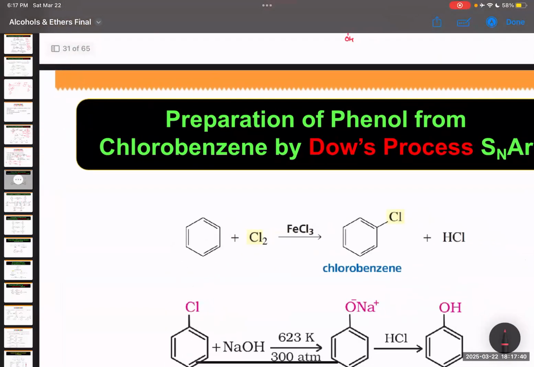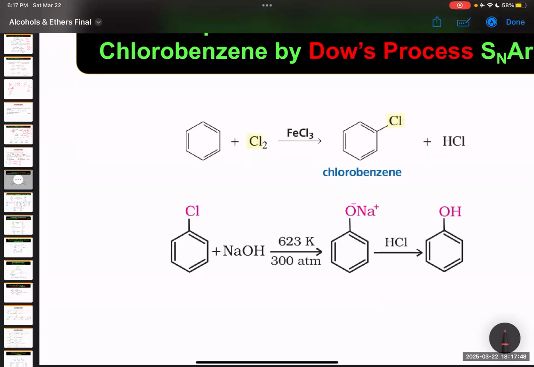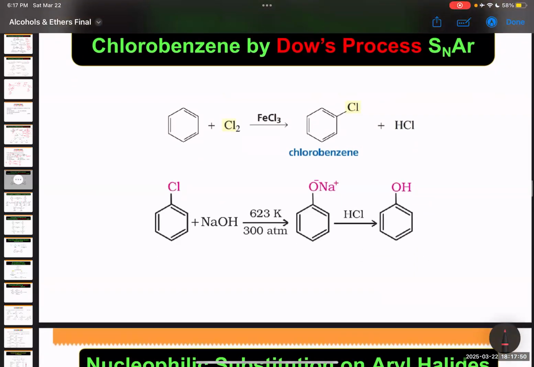Now we come to the aromatic alcohol. Aromatic alcohols are phenols, they are prepared by Dow's process. So first you need to get chlorobenzene. Chlorobenzene can be prepared by reacting benzene with chlorine, but not in the presence of light. Be careful. Light we use for alkanes. If you have alkanes, then you use chlorine and light. For benzene you use chlorine and FeCl3. So you get chlorobenzene.